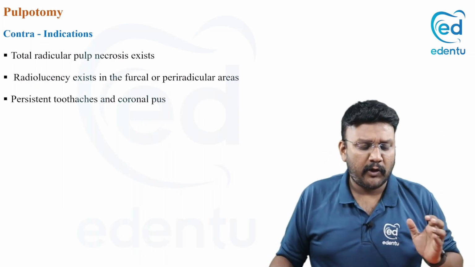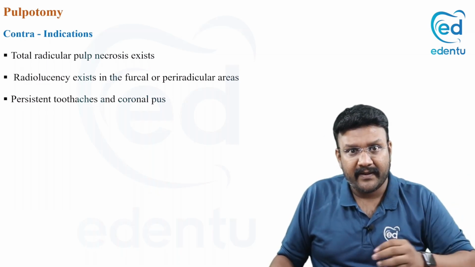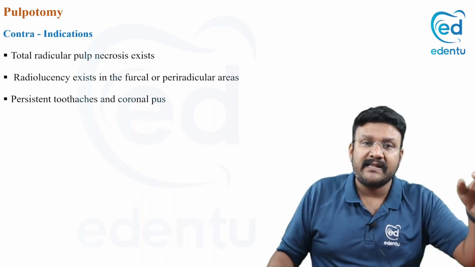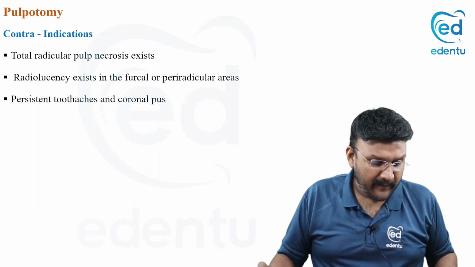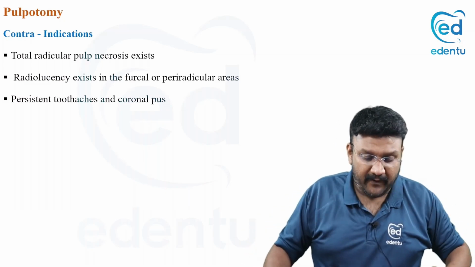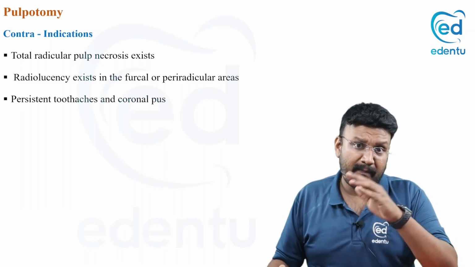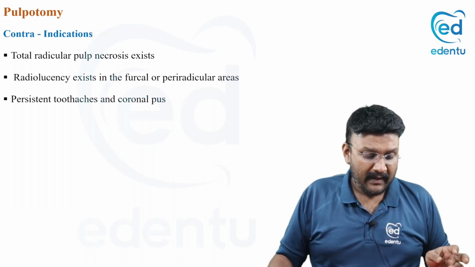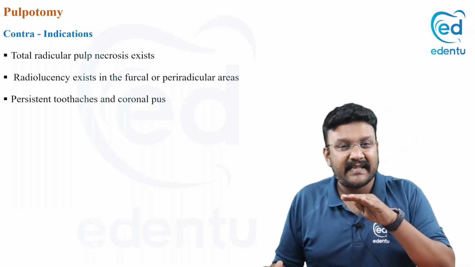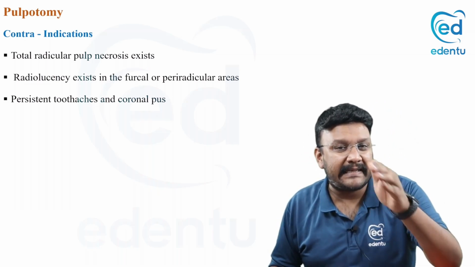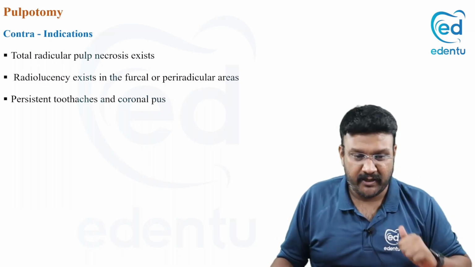Then next is total radicular pulp necrosis, which I have already mentioned. When you are doing an access cavity preparation and there's no bleeding at all, it means the entire radicular as well as coronal pulp is necrotized. Such cases are also contraindicated. Then radiolucency in the furcal or periradicular areas, where you are able to see radiolucency in both the furcation area and periradicular area. Then persistent toothache, or if there is a furcal abscess present. In such cases, it clearly indicates that your radicular pulp is also in an irreversibly damaged stage.